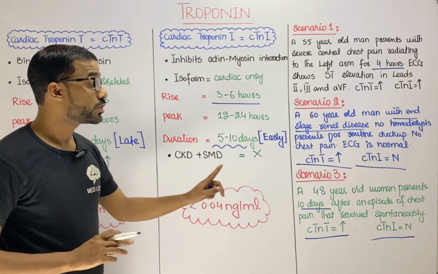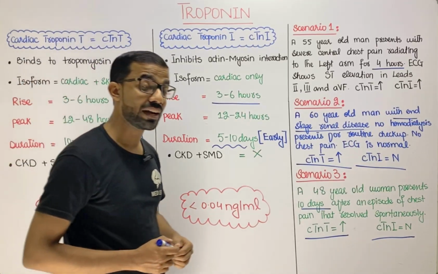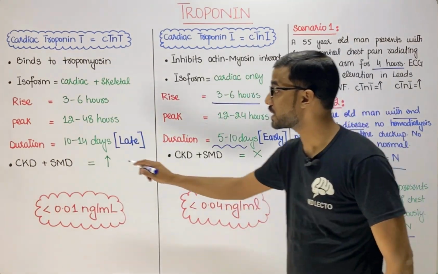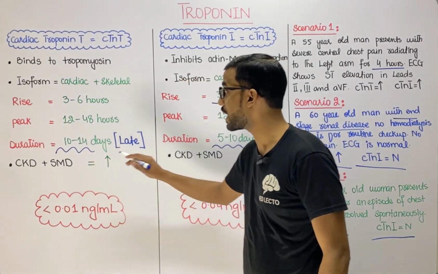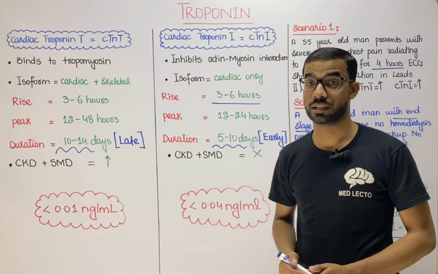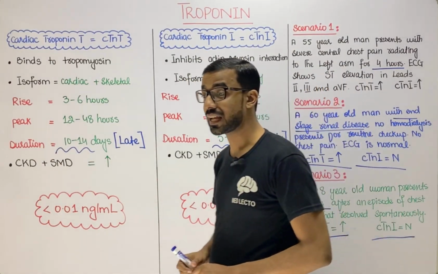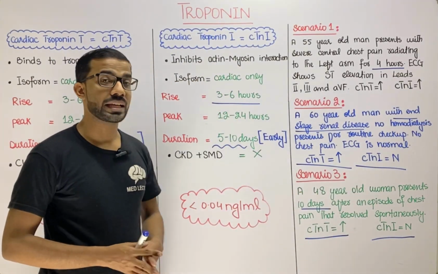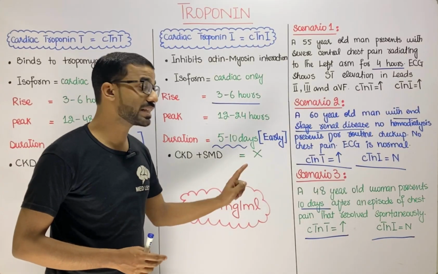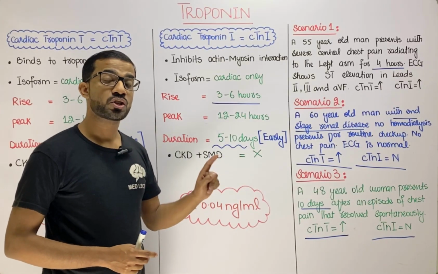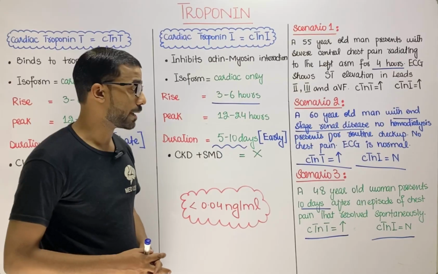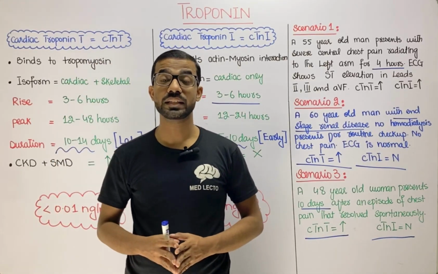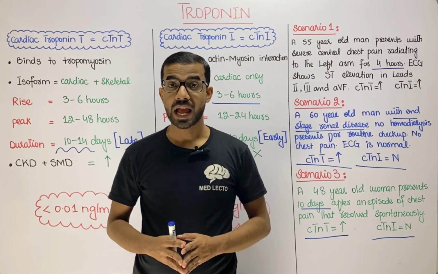But troponin T will be elevated because the duration of elevation of troponin T is 10 to 14 days, more than 10 days. So that's why in that case, troponin T is elevated while troponin I is normal. So that's the reason behind it. This is the important difference regarding troponin T and troponin I.